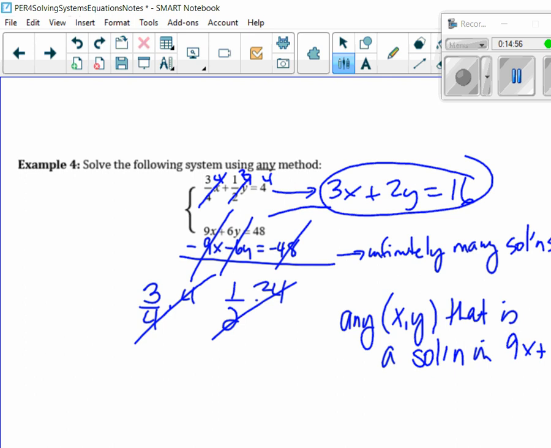Okay, and I will repeat why I'm saying this. Infinitely many solutions doesn't mean anything works. It means anything that you can put in here works. So for instance, if I choose x to be, let's say x to be 2, right? If x is 2, 9 times 2 is 18. Subtract that to the other side, I get 30. So 6y is 30, so y is 5. So when x is 2, y is 5 would work.